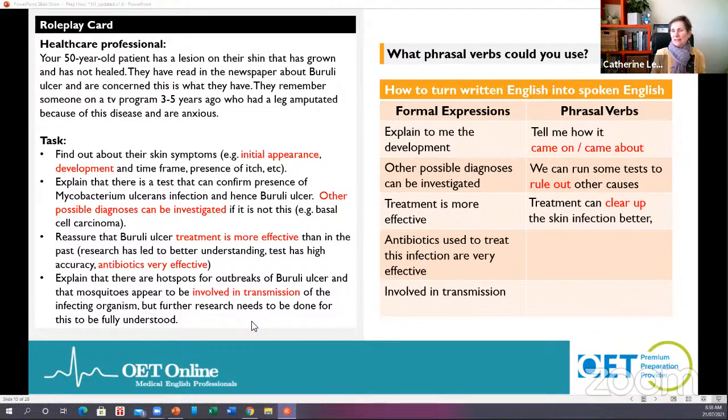Clear up. So if the treatment is effective, the treatment clears it up. Antibiotics used to treat this infection are very effective. Once the antibiotics kick in, you will notice a big improvement. Last one, involved in transmission. Oh, thanks, Mohammed. So using antibiotics will pay off in the long run, for example. Thanks, Mohammed. What about involved in transmission?